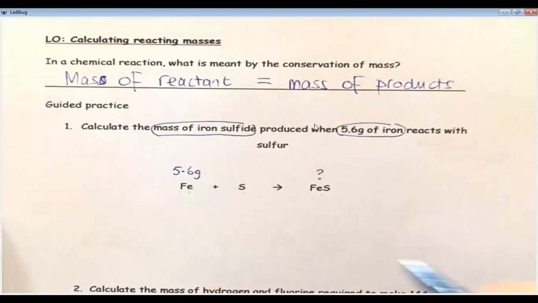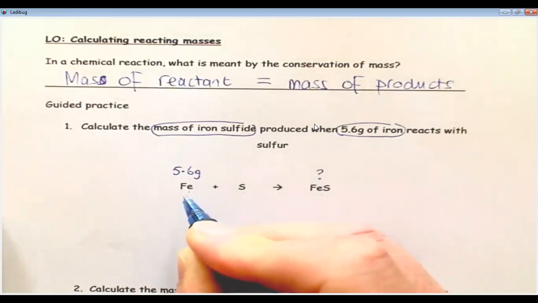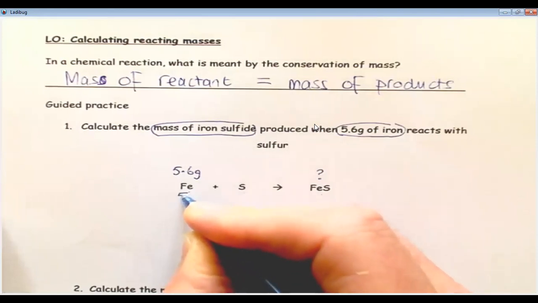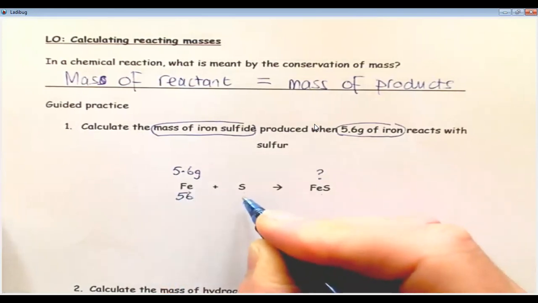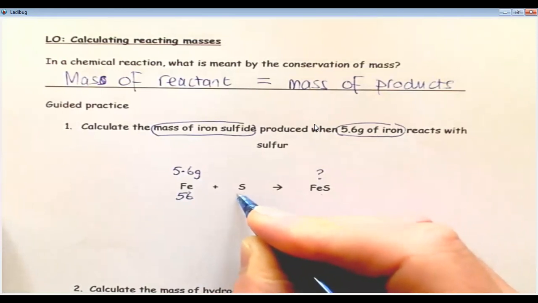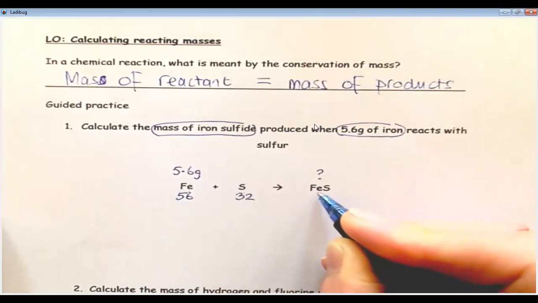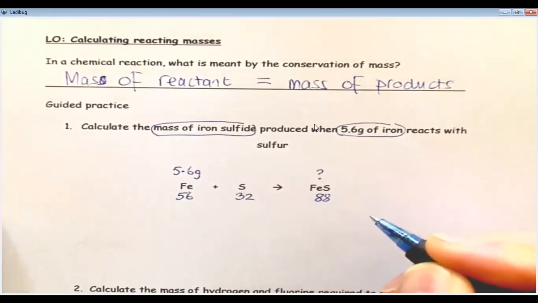reacts with sulfur. And what we're going to do first is write down the relative atomic masses or the relative formula masses of each of these things in the equation. You're going to need your periodic table. Remember, we're going to use the mass numbers. So iron has a mass number of 56. Sulfur has a mass number of 32. And iron sulfide is going to be 56 plus 32, which is 88.